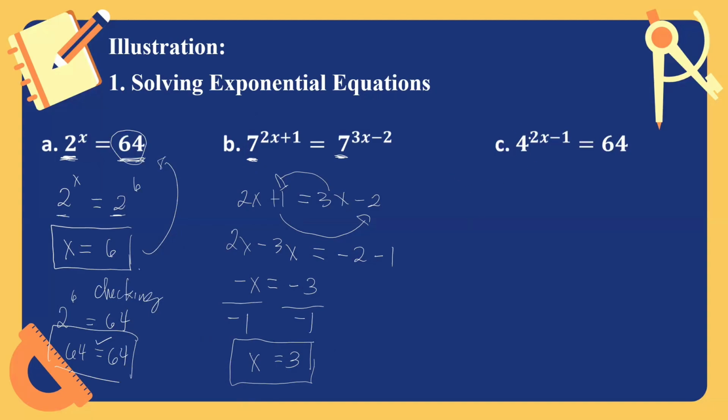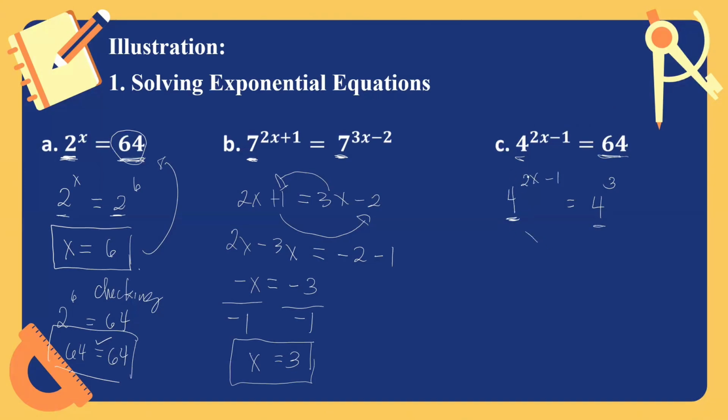So example letter C. For example letter C, we have here 4 to the power of 2x minus 1 is equal to 64. So in this one, we need to identify first the base. Since hindi equal si base, we need to transform 64, which the base should be 4. Okay? So with this, we have 4 to the power of 2x minus 1 is equal to 4 to the power of 3. So same base na siya. Okay? So same base ng ating given.